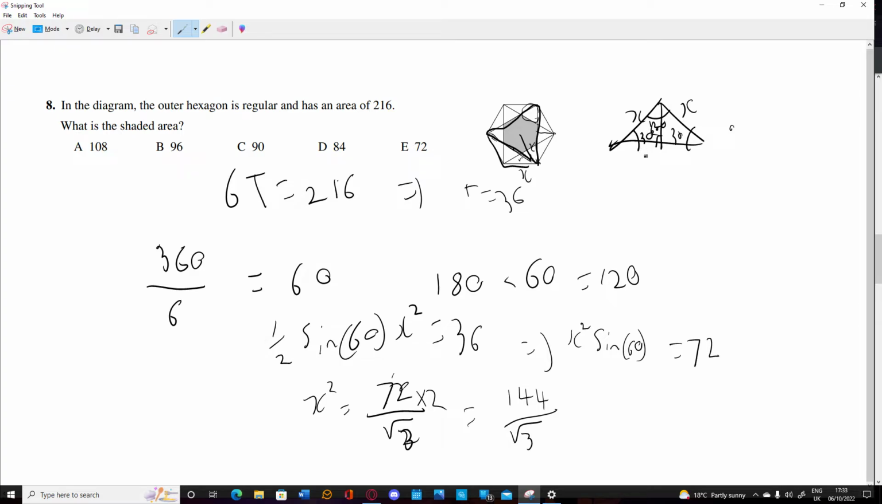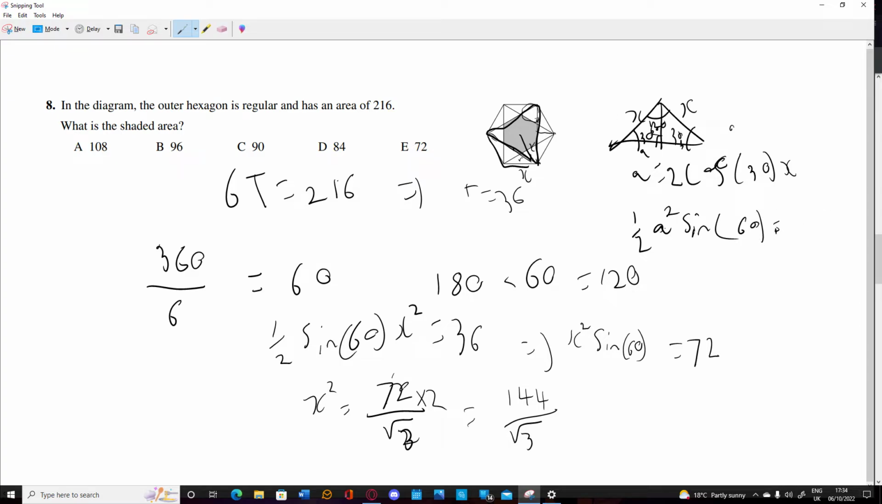Here the base is going to be the adjacent, so adjacent is cos 30 times x. So the base of the large equilateral triangle is cos 30x, and what we want is 2 cos 30x, because a is just one side, so you need to times it by 2 for both sides. So the area of the whole triangle using half ab sine C is going to be half a squared sine 60.